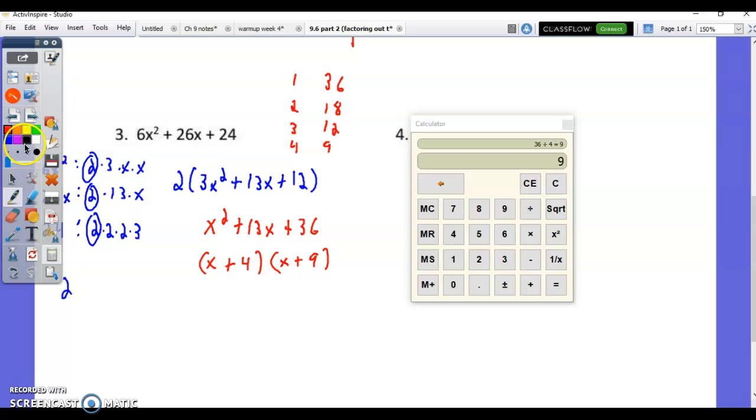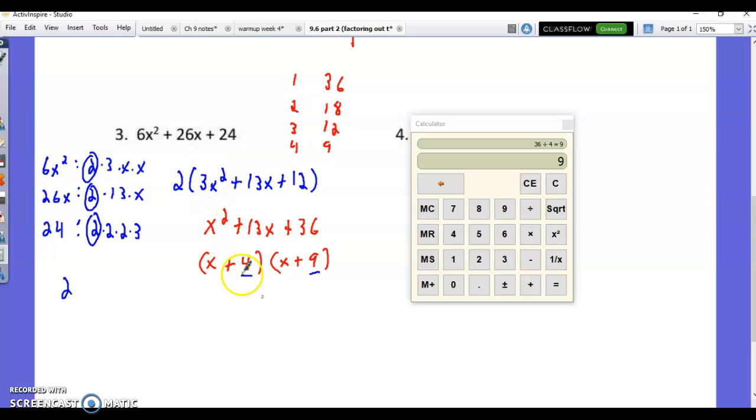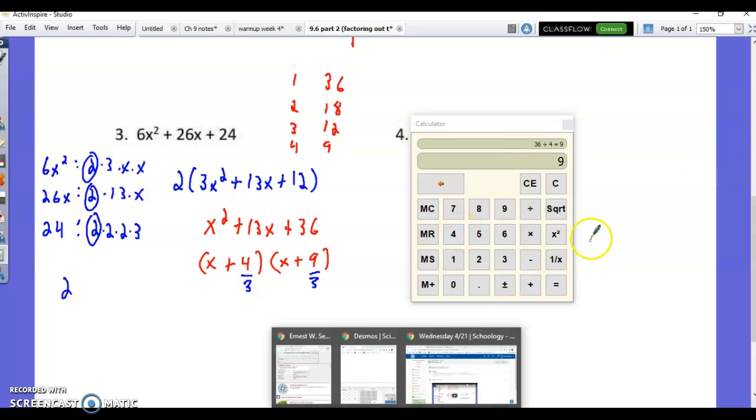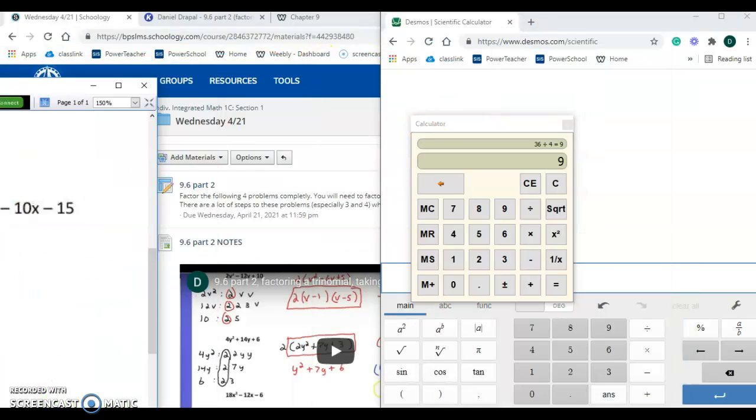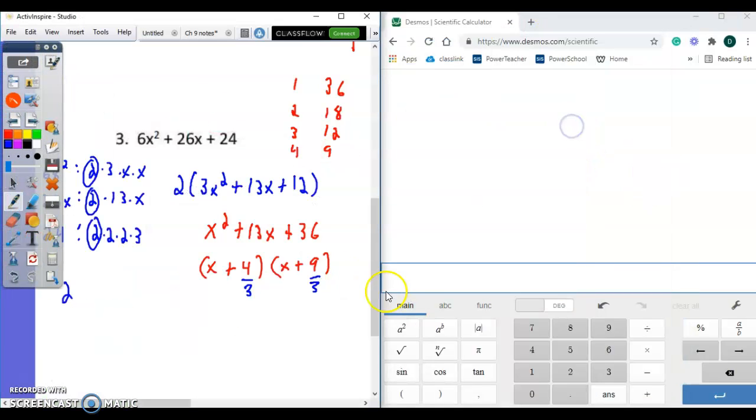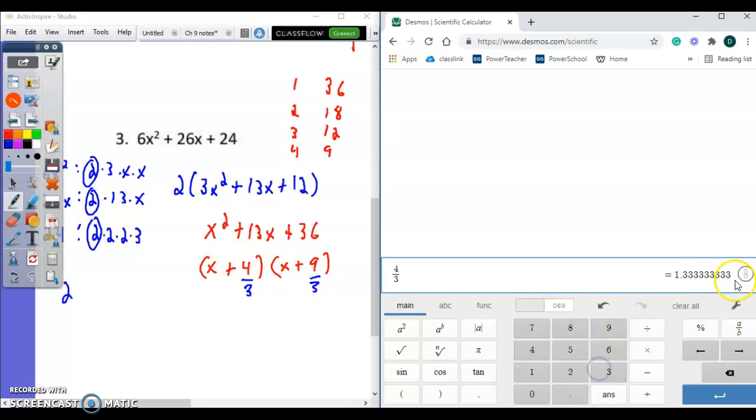Now we divide by our original a, and our original a is this 3. All right, now we reduce the fractions. So let's check to see if these fractions reduce here. Take out your trusty Desmos calculator, and we would do 4 over 3. You can see that that's already reduced. And then the 9 over 3, you should know what that is. So 9 over 3 reduces to 3.